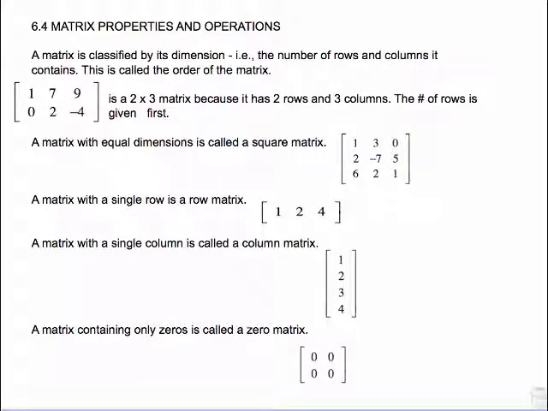This is pre-calc, section 6.4, matrix properties and operations. A matrix is classified by its dimension, i.e. the number of rows and columns it contains. This is called the order of the matrix.